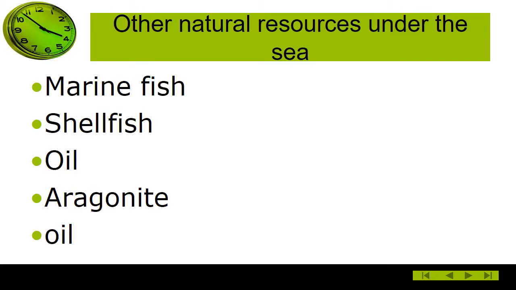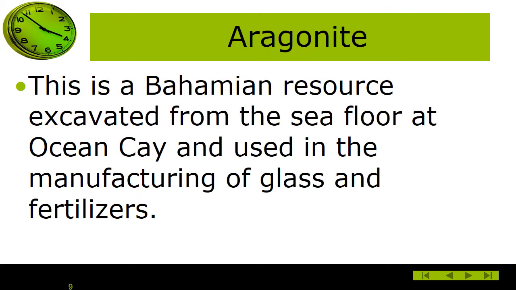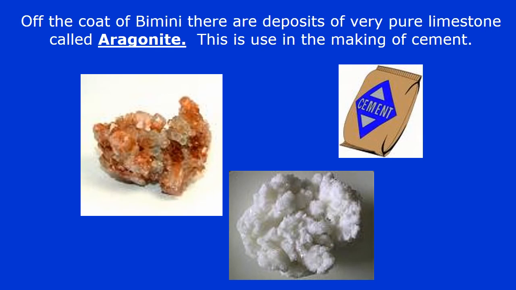Other natural resources under the sea are the marine fish, the shellfish, oil, aragonite. Aragonite, this is a Bahamian resource excavated from the sea floor at Ocean Key and used in the manufacturing of glass and fertilizers. Off the coast of Bimini, there are deposits of very pure limestones called aragonite. This is used in the making of cement.